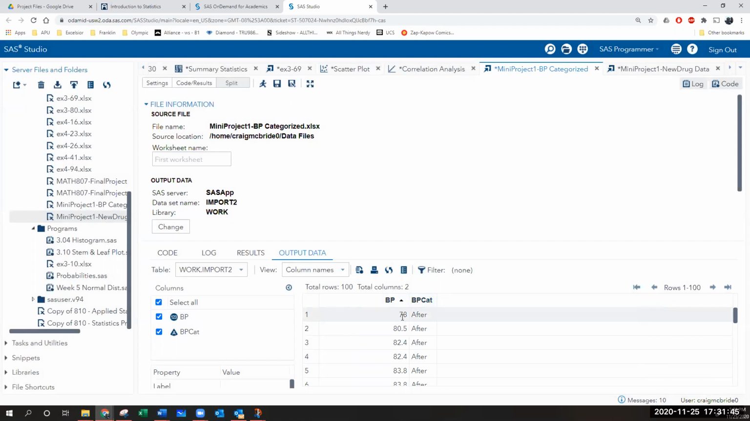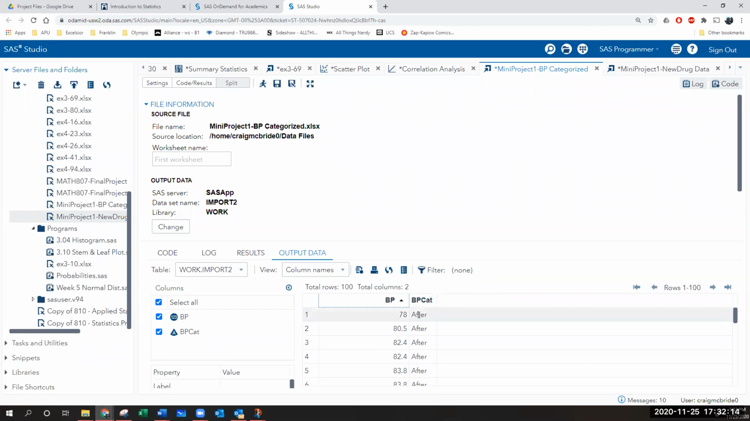And so this 78, this blood pressure reading of 78 was an after score, right? And the 80 was an after, and so on and so forth. And then you can see as we go down, here's a before. 87.5 was the BP before. And there's another before, and so on and so forth, right? So you have just all of the numerical data under one variable, and then what's called a categorizing variable, which in this case is the BP cat variable.